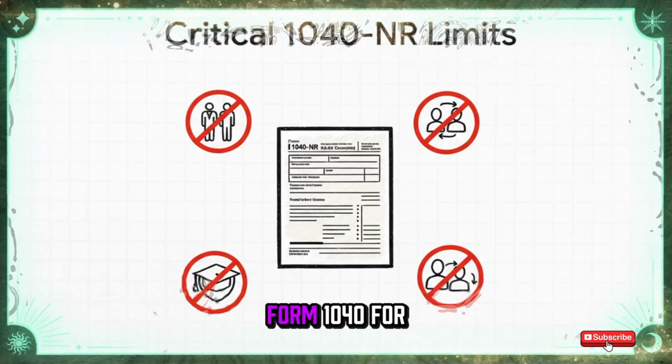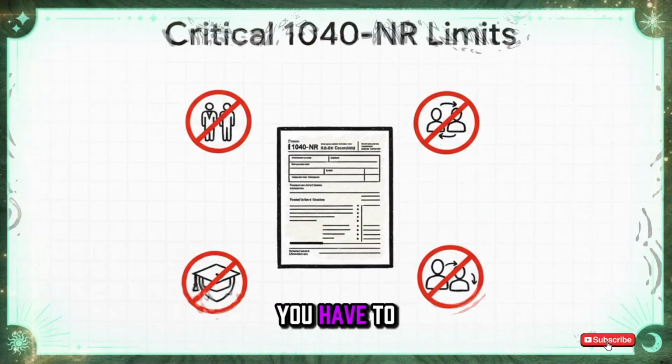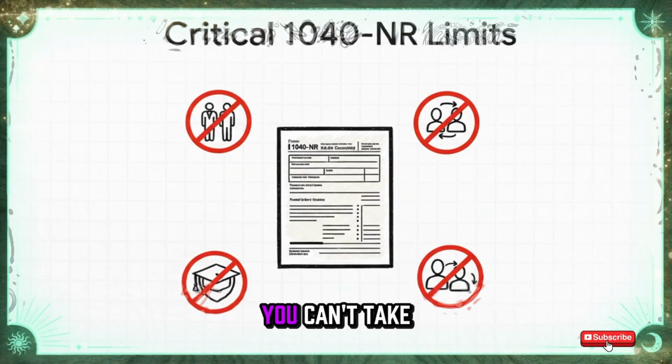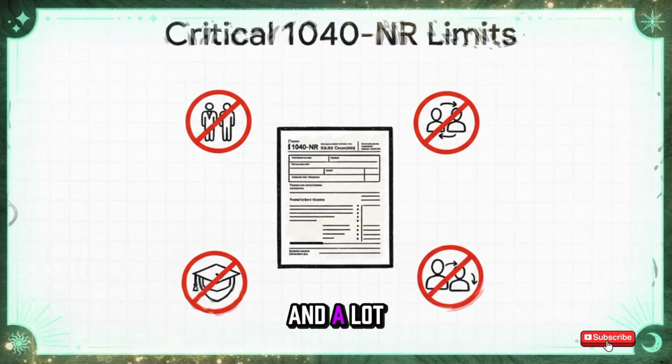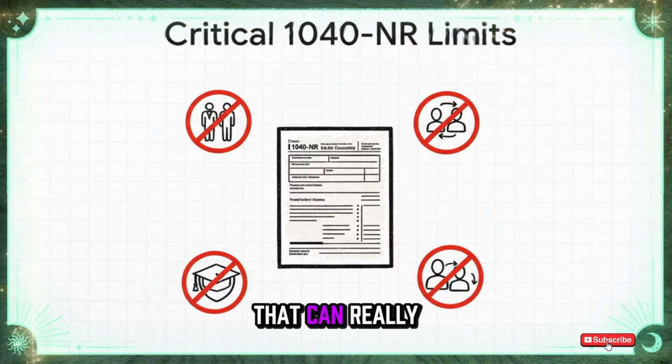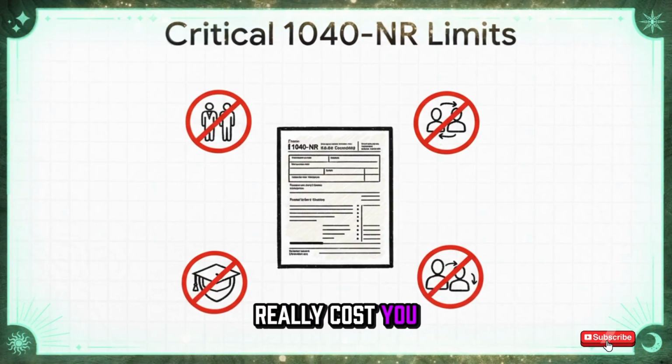If you're used to the regular Form 1040 for residents, you have to know what you can't do. You generally can't file jointly, you can't take the standard deduction, and a lot of common credits are just off limits. Trust me, these are the kinds of mistakes that can really cost you.